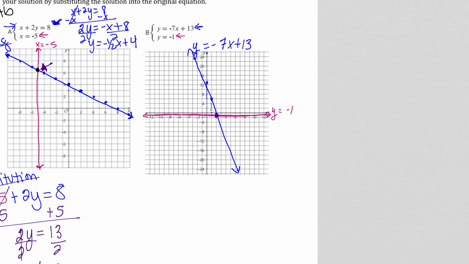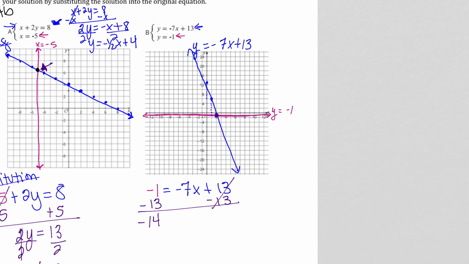All right, so we've done our graphing part. Now we're going to do our substitution part. So we're going to substitute that -1 for y into the first equation. So we're going to say -1 equals -7x plus 13. Then we're going to solve for x. So we're going to subtract 13 from both sides. So we will get -1 minus 13 is -14.